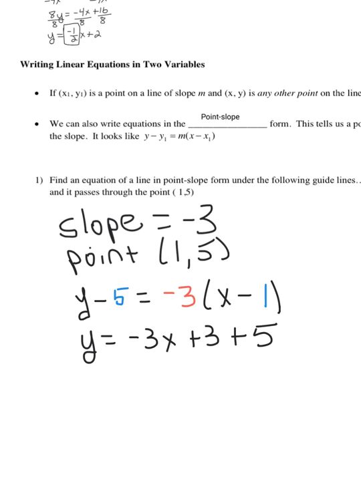Okay, so the first thing I did was I distributed my negative 3, and negative 3 times x gave me a negative 3x. And then I did negative 3 times a negative 1. Negative 3 times a negative 1 gave me a positive 3. And then I moved my minus 5 to the other side by adding 5 to both sides. And there I added 5 right here, plus 5. And I just have one more step. I combined my 3 and my 5 to get plus 8. So my final equation in slope-intercept form is y equals negative 3x plus 8.